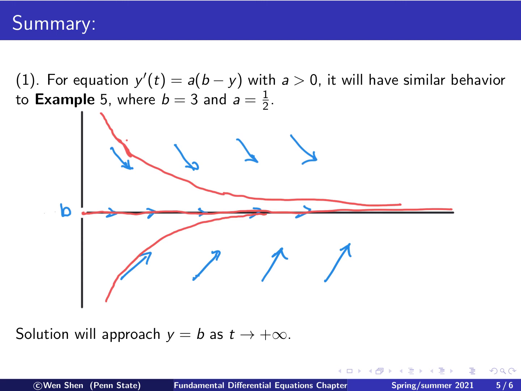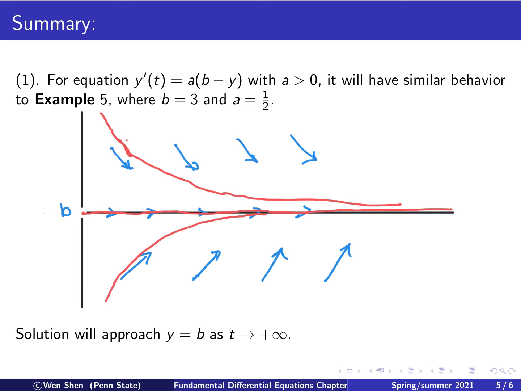Okay, so with this rough sketch, just a few arrows and a few lines, we can conclude that for this type of equation, no matter what values of a and b we have, as long as a is positive, solutions with any initial value will asymptotically approach y equals b as time goes to positive infinity.